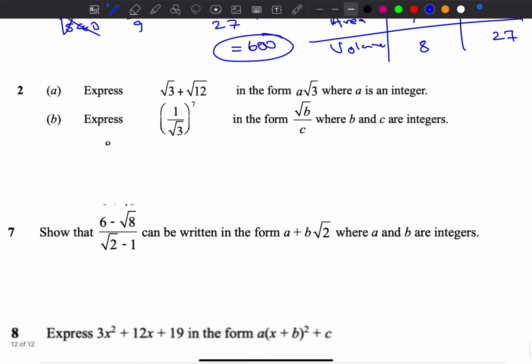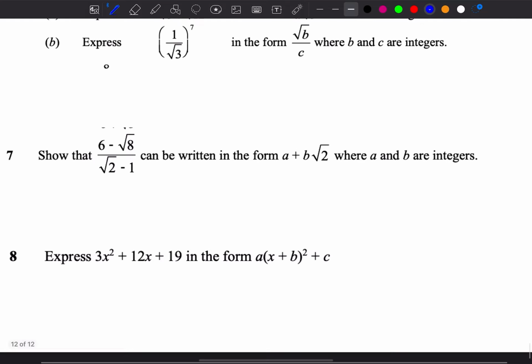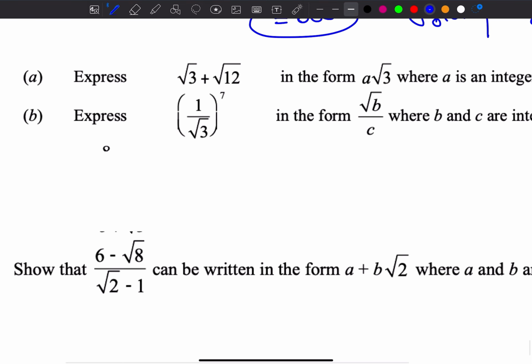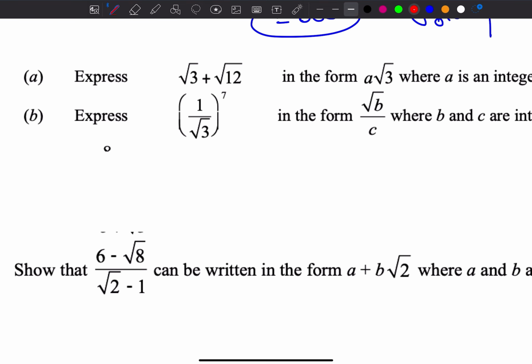The next one. You know what root 12 is? Root 12 is root 4 times root 3. Root 4 is 2, so 2 root 3. Root 3 and 2 root 3 is 3 root 3.